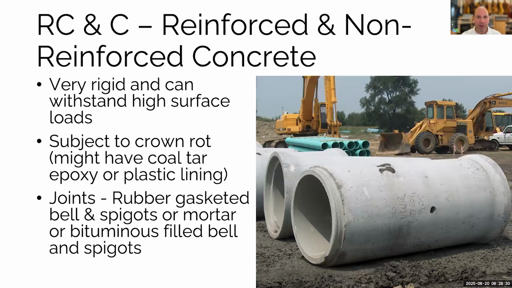The various kinds of concrete pipe are typically used for bigger diameter pipes and pipes that are going to be under significant loads because they're really strong, particularly the reinforced concrete, because, like in a building, there's steel inside the concrete to help support it. Super rigid, can really withstand high surface loads. Like other cement pipes, they are subject to crown rot. So what you might see is coal tar or epoxy or plastic linings on the inside of the pipe, coatings on the inside of the pipe to help prevent that. In our picture here, it's unlined, it's just bare concrete. But you will see that and it'll be black or some color.